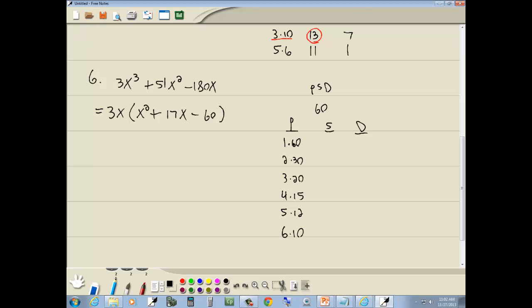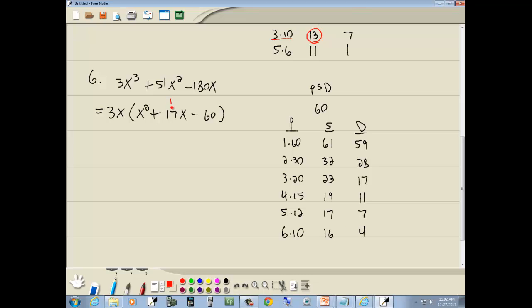Now, S column, add these together. 1 plus 60 is 61. 2 plus 30 is 32. 3 plus 20 is 23. 4 plus 15 is 19. 5 plus 12 is 17. 6 plus 10 is 16. Difference column, subtract smaller from larger. 60 minus 1 is 59. 30 minus 2 is 28. 20 minus 3 is 17. 15 minus 4 is 11. 12 minus 5 is 7. 10 minus 6 is 4.